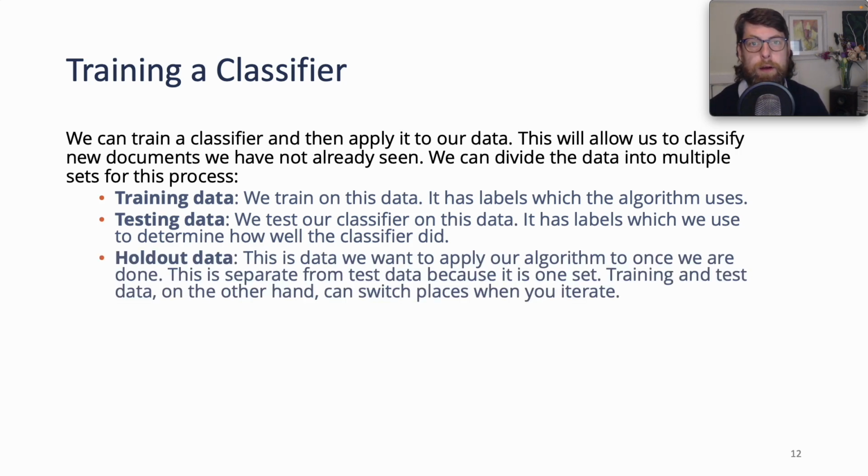Now, we have a third set of data, and that's called our holdout data. And we don't always use holdout data, but part of the point of training a classifier is that you would be able to apply it to some new set of data or something we might consider out of sample.